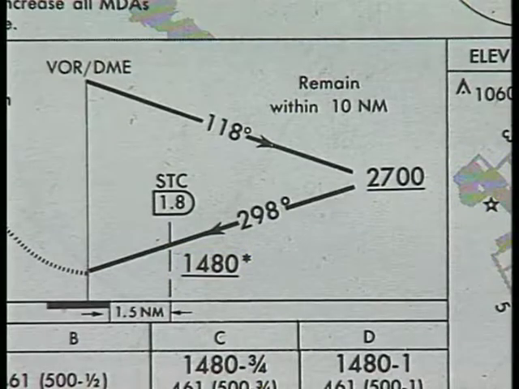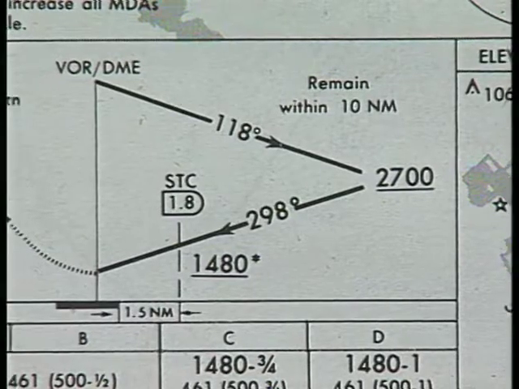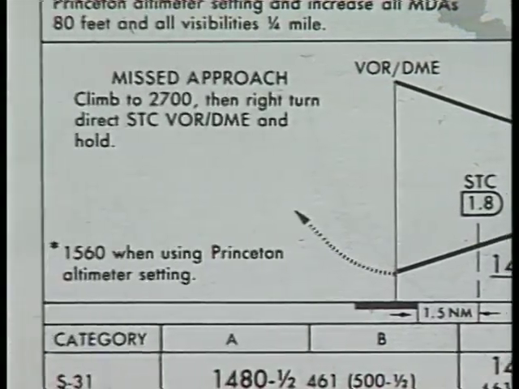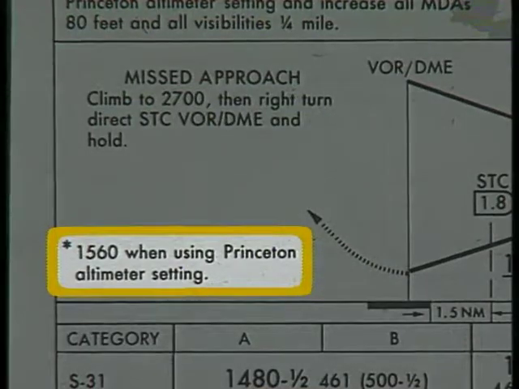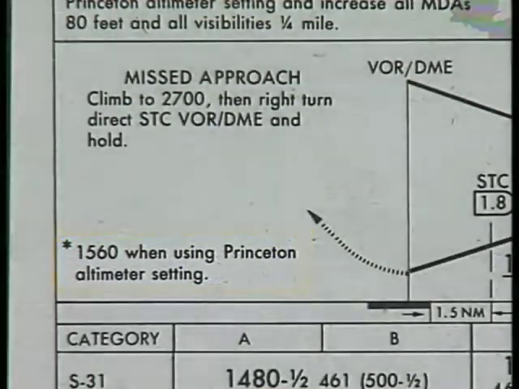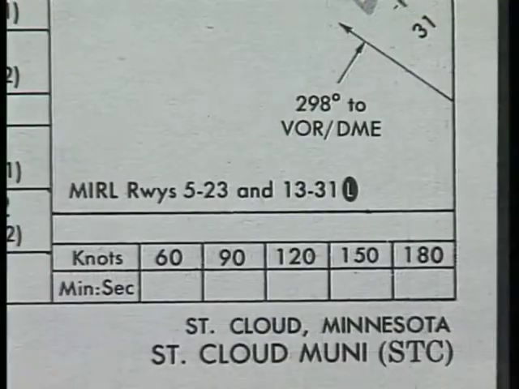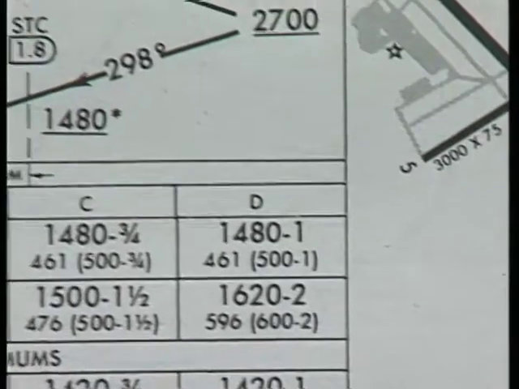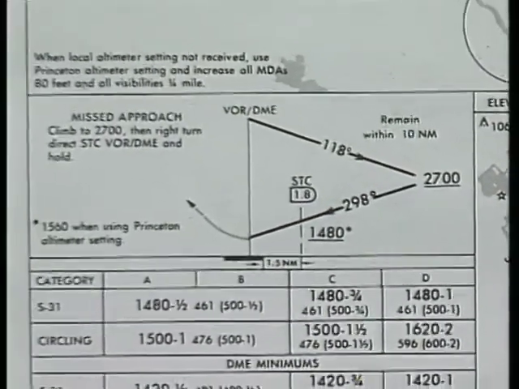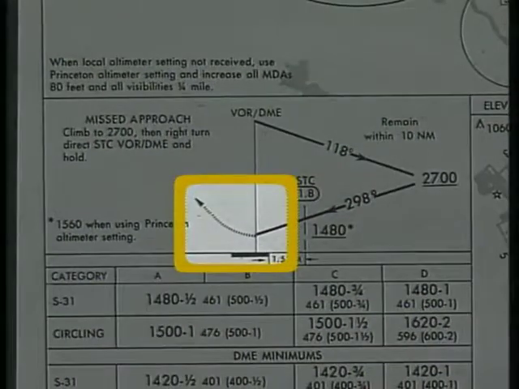Note that if you are unable to obtain a local altimeter setting and must rely on the one provided by the Princeton Flight Service Station, you cannot descend below 1,560 feet. Also, notice that this approach does not have timing information. Since the nav aid is located on the field, it is the missed approach point.